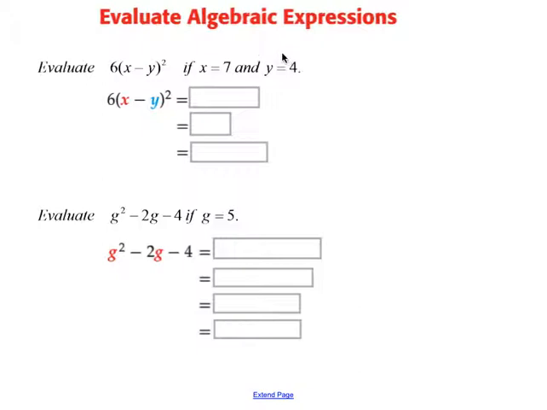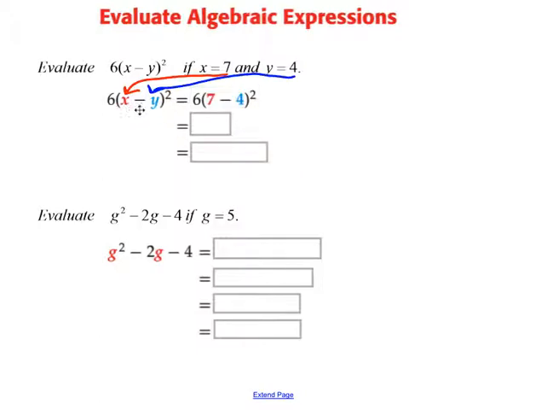If we want to evaluate algebraic expressions, we're going to substitute in whatever number for the letter. So in this example, we have 6 times the quantity x minus y in parentheses squared. They're telling us x is equal to 7 and y is equal to 4. So to evaluate, we're going to plug in the number 7 every time you see an x, and plug in the number 4 every time we see the letter y in our expression. We'll just replace those letters with the numbers. So let's go ahead and see what we get when we do that.